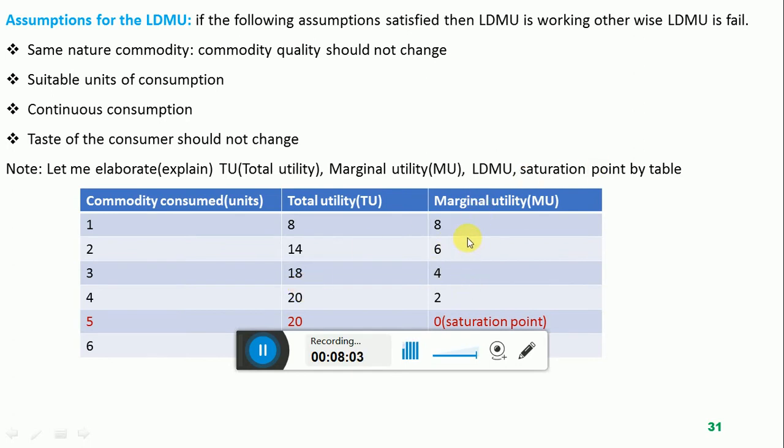Again, the third column defines the marginal utilities. Marginal utility of the first apple is 8, second 6, third 4, and fourth 2. So marginal utility is diminishing, decreasing, and at the fifth apple total utility is maximum and marginal utility is 0. The point when total utility reaches the maximum and marginal utility of the unit consumed is 0 means this last unit does not provide extra utils to the consumer. He is just wasting money. This point is called the saturation point, where marginal utility is 0 and total utility is maximum.